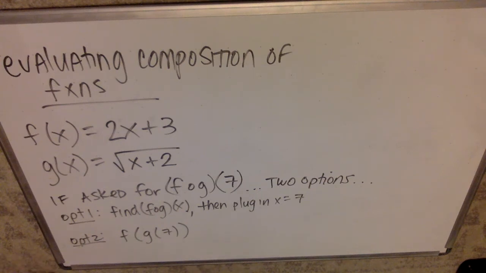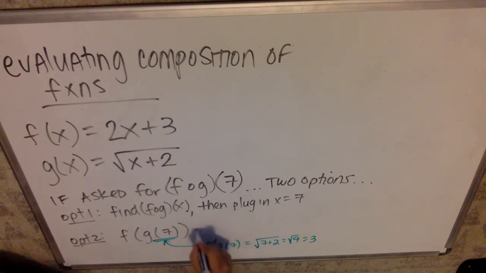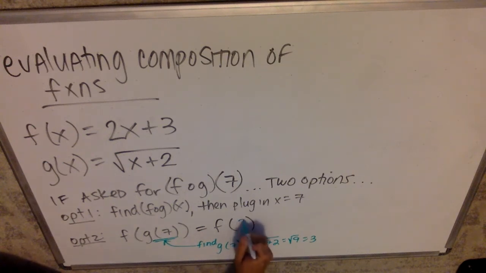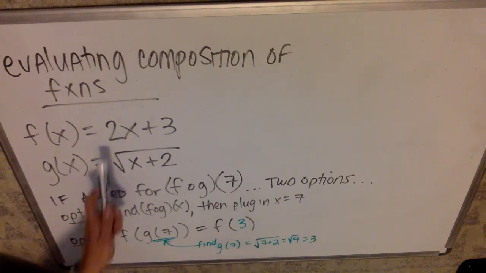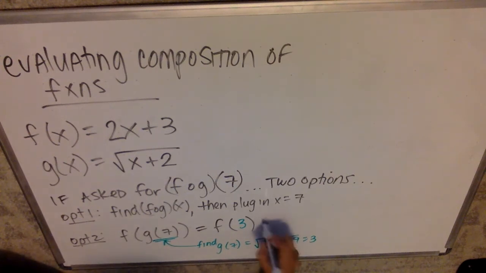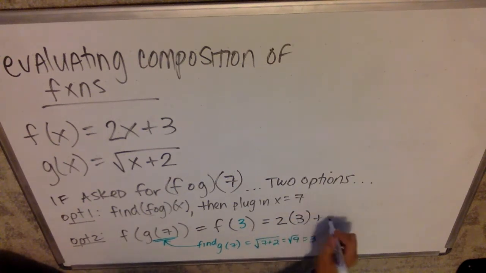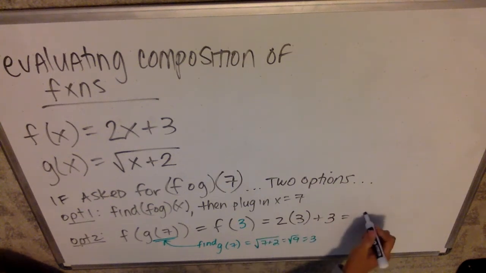first I find g of 7. So first I can find g of 7, right? If I wanted g of 7, that would be the square root of 7 plus 2, which is the square root of 9, so I'd get that g of 7 is 3. Once I know that this is a 3, I can then say, oh look, that means that this whole thing is f of 3. And then I can use the f function, which is 2x plus 3, and say, oh, cool, so that's 2 times 3 plus 3. Cool, that's 6 plus 3, which is 9.